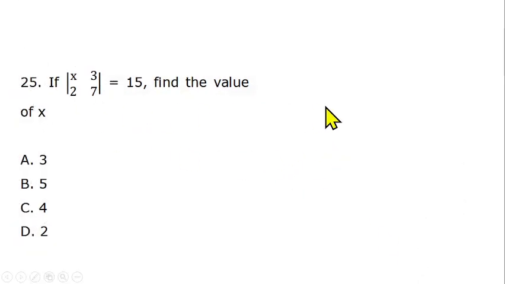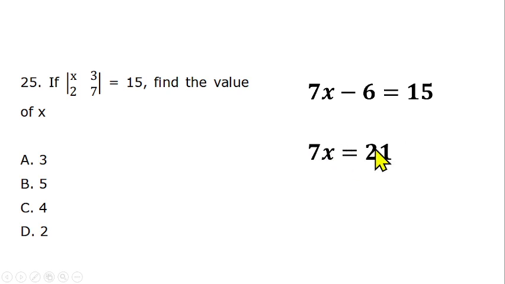Question number 25 is from matrix. If the determinant of this matrix is equal to 15, you have to find the value of x. So we have to find the determinant of this 2 by 2 matrix, then equate it to 15. How do we find the determinant of a 2 by 2 matrix? You cross multiply and you subtract. So 7 times x will give us 7x minus 2 times 3, which is 6, equals 15. Then from there, collect like terms.